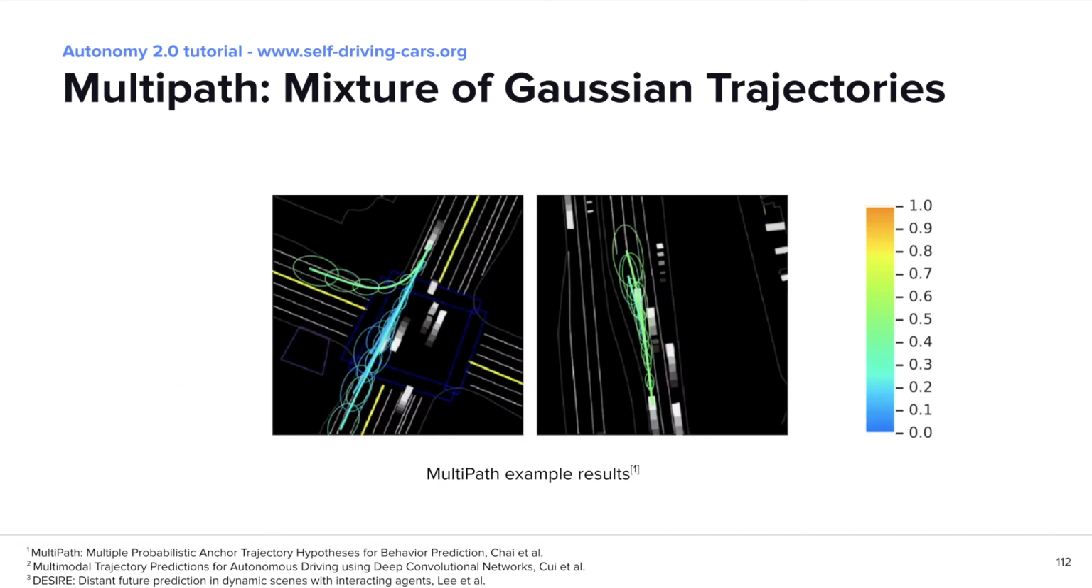Here is an example result for this method. As you can see on the left, the MultiPath method is able to predict different future trajectories at an intersection with uncertainty ellipses. The trajectory probabilities are encoded in a color map, as you can see to the right. In the second picture, it shows that MultiPath can also predict future lane changes. As you see, it tries to nudge around the car in front.